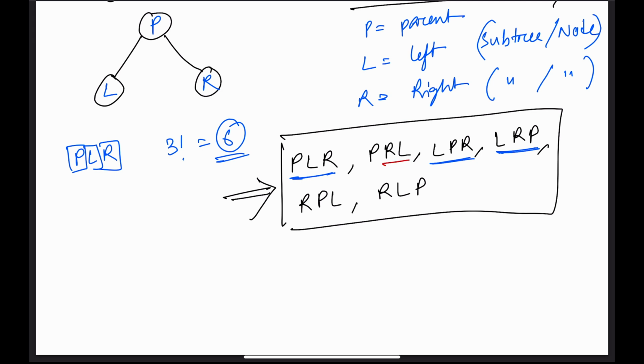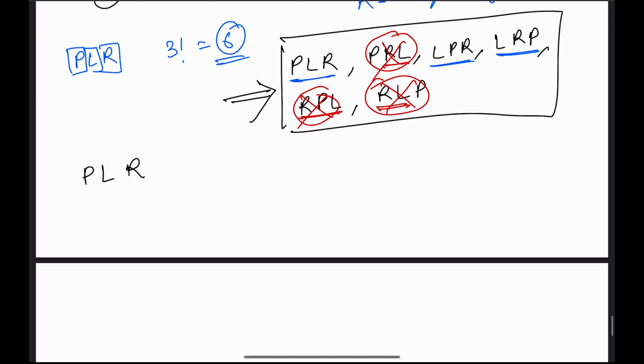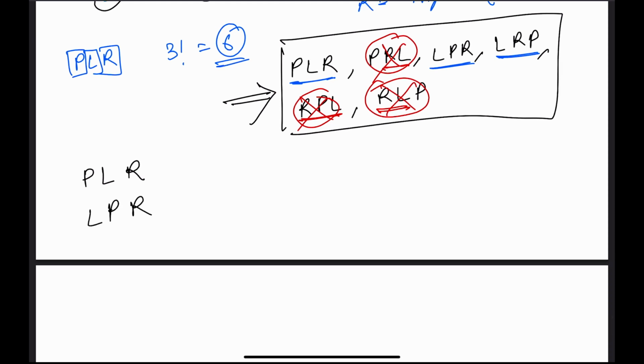Here what is happening is that RL is not possible. In RL, you can see that the left node is on the right side of the right node. We are not considering this, due to that convention that left will always be on the left part of the right node. Okay, that's why we have P, L, R. Another one is L, P and R. Another one is L, R and P.